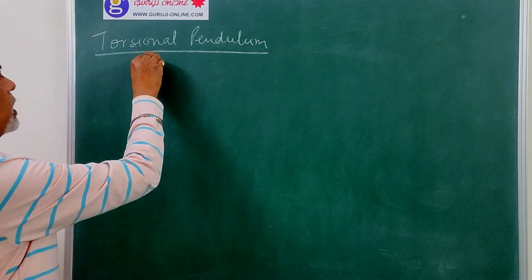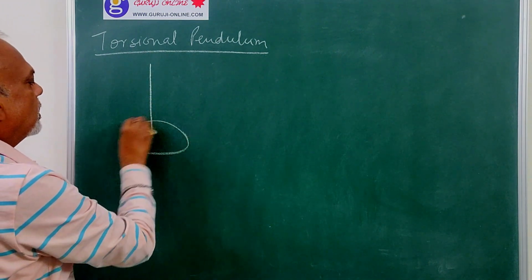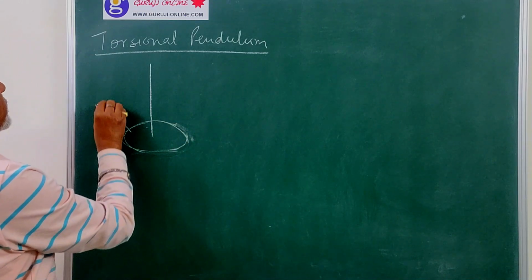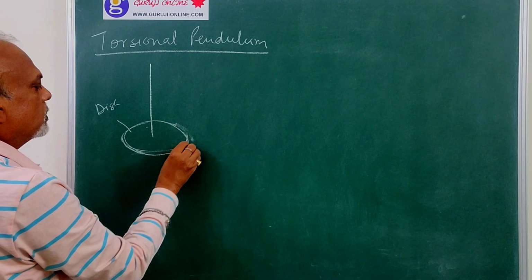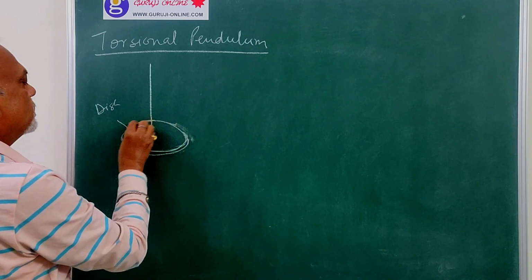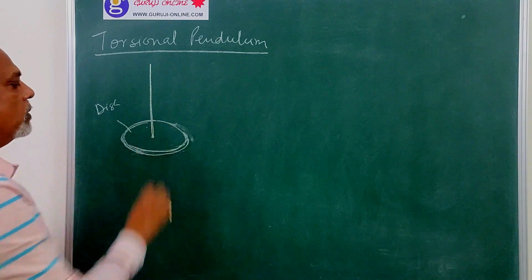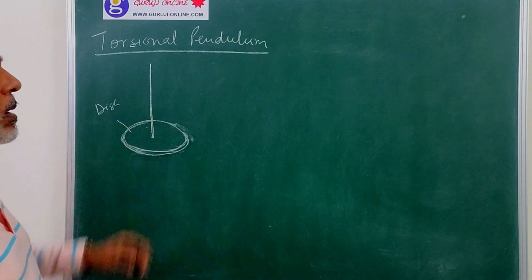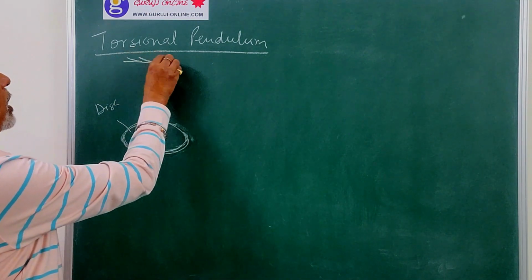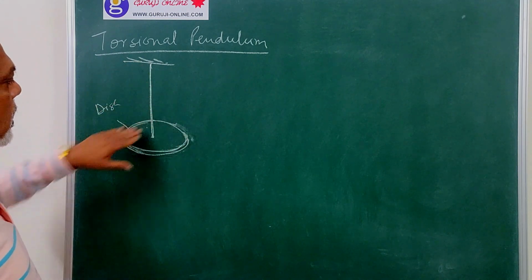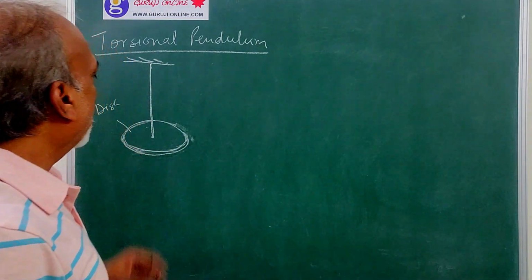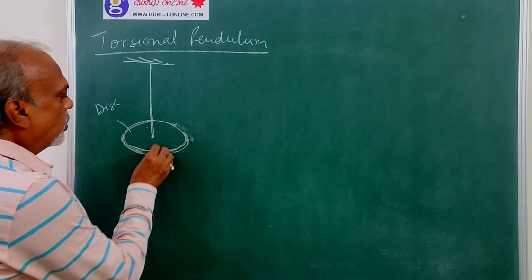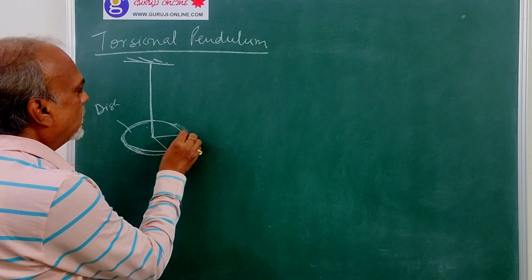A torsional pendulum is, suppose you have a disc. It is joined with a rod, and the rod is suspended. The disc is rigidly joined with the rod, so it is not able to move. Suppose you give it an angular displacement.